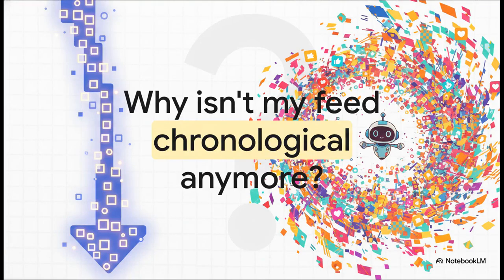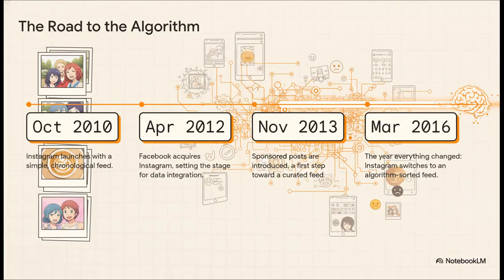Remember the good old days? You'd open the app and it was just simple. The newest post was right at the top. But yeah, a lot has changed since then. For its first 5 years or so, Instagram was exactly that, simple. But by 2016, the platform was exploding. There was so much content that the average user was missing over 70% of the posts in their feed, including stuff from their closest friends.